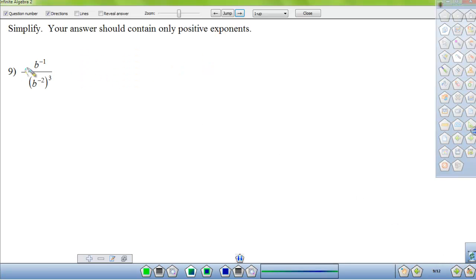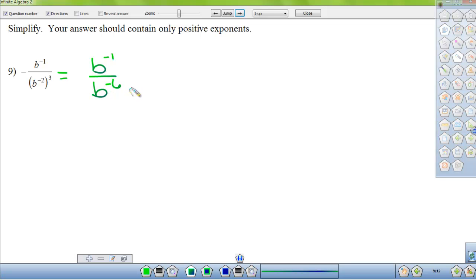Number 9, we have this negative out here. I also want to make you aware of the fact that this is a floater. It can go numerator, denominator, out to the side. It's not going to change the fact that this is a negative problem. So let's just go ahead and start with simplifying that denominator and taking that power to that power, and we get b to the negative 6th.